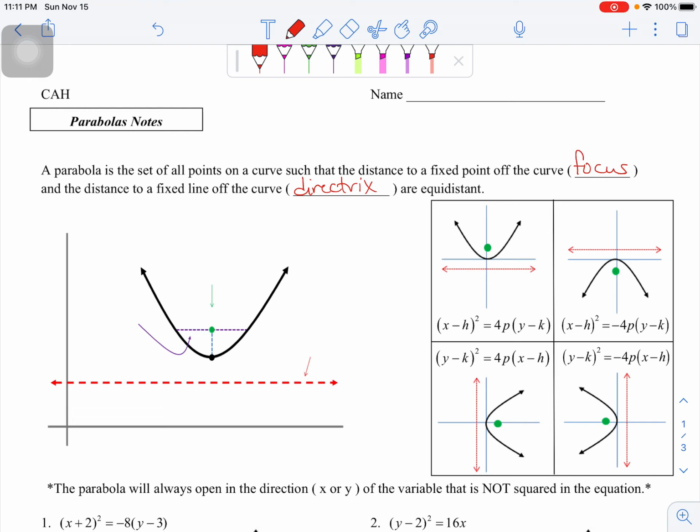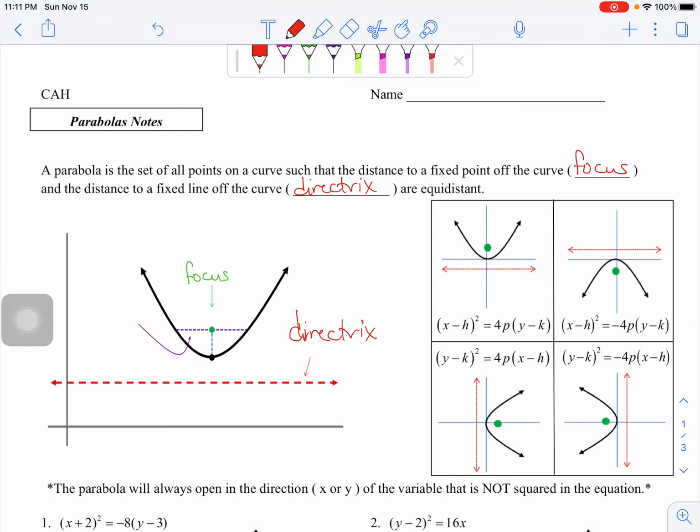So when we look at the graph of a parabola, there are certain features that we want to talk about. The actual black curve, this curve is the parabola. That's what we're used to. Now, there are pieces that are attached to this we want to talk about. The little green dot in the middle is the focus point. And then the red dotted line is the directrix.